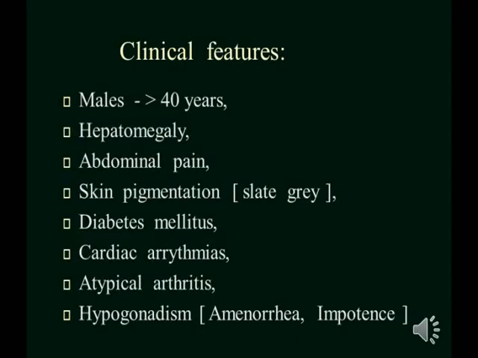Clinically, it most commonly affects males more than 40 years old, with hepatomegaly and abdominal pain. It not only affects the liver, it also affects skin and endocrines, so the patient will present with diabetes mellitus, skin pigmentation that is gray in color, cardiac arrhythmias, atypical arthritis, and hypogonadism.